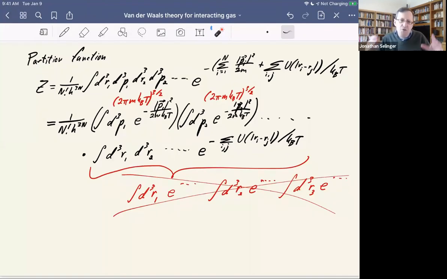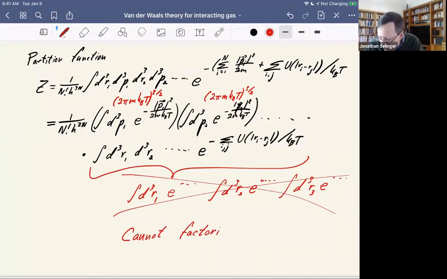Now, can you just do r1 and r2 together? No, because there's some interaction between r1 and r3, r2 and r3. So you have to do r1, r2, and r3 together. But those molecules are interacting with r4. They're all interacting with each other. So there is no way to factorize this into the product of independent integrals. So this makes the interacting gas fundamentally more difficult than the non-interacting gas.